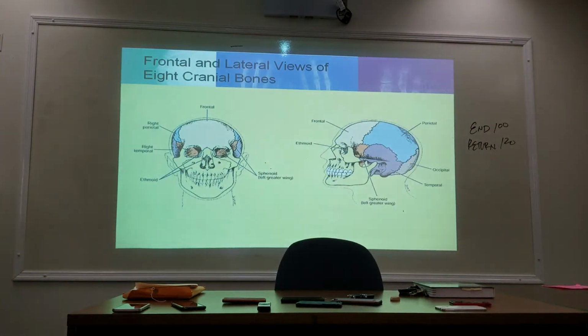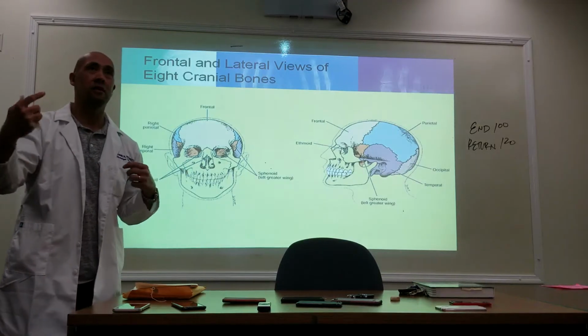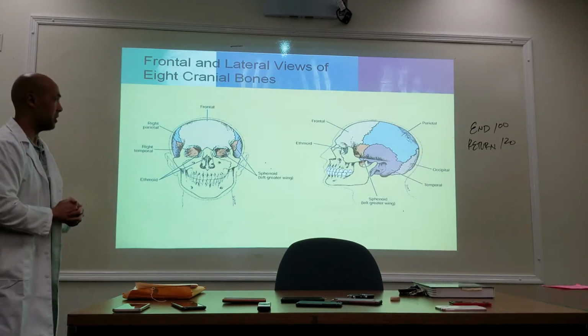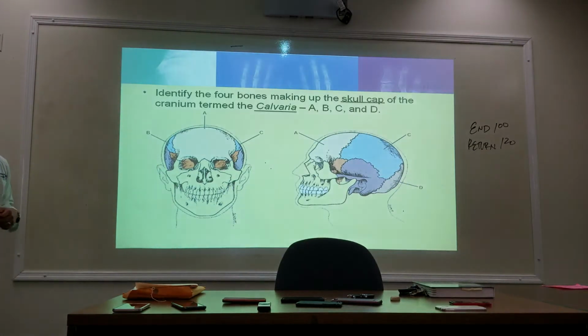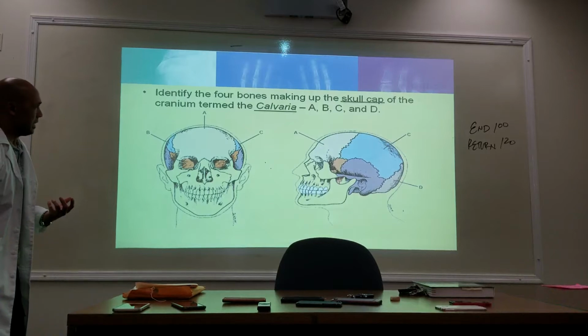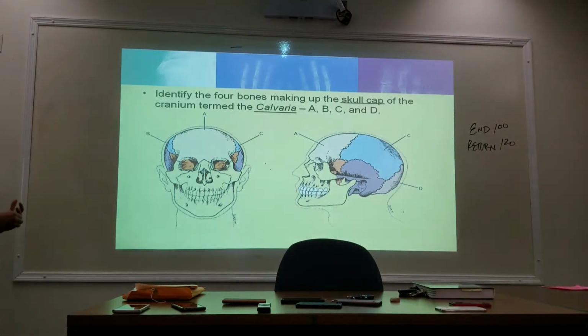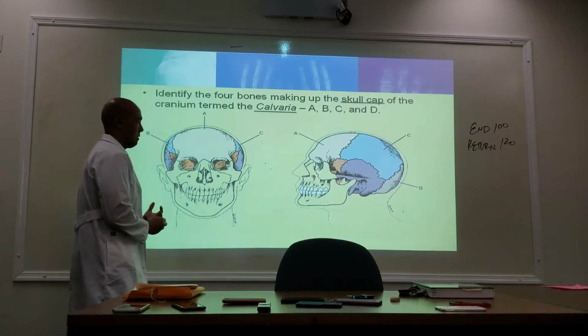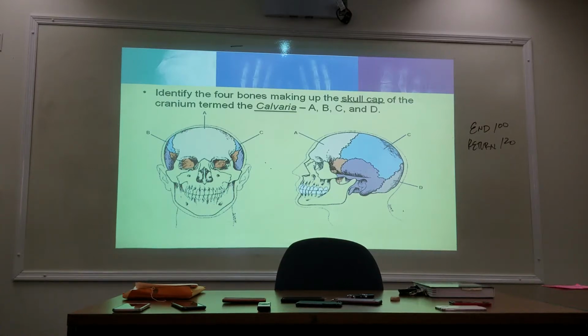Frontal and lateral views of the 8 cranial bones. So the 8 cranial bones, we have the frontal, 2 parietals, 2 temporals, the occipital, ethmoid, and the sphenoid bone. The skull cap is also termed the bony calvaria, and that would include your frontal bone, your parietal, and then your occipital bone.